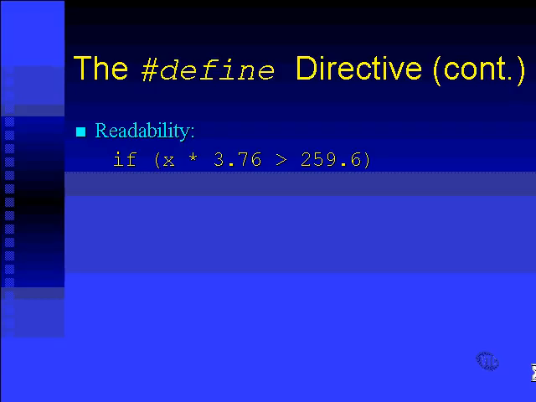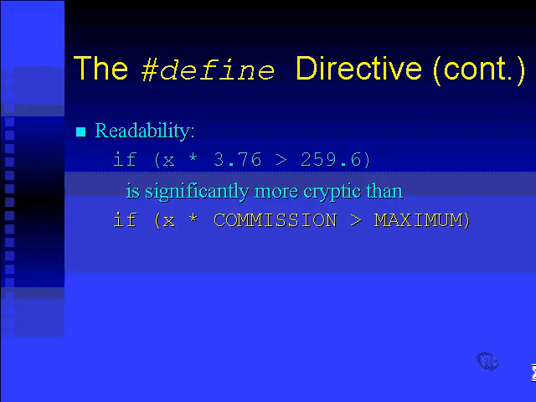Okay, fine. But you, the programmer, reading through a piece of source code and you encounter that line, you think, all right, I can see what he's doing here, but why is he doing it? What is he actually trying to achieve here? Now, if instead you saw if x times commission is greater than maximum, you go, okay, that's clear now. He's simply multiplying that number by the commission and seeing if the result is greater than, say, the maximum commission. Hopefully you can see that that second line is far more readable than the first line.